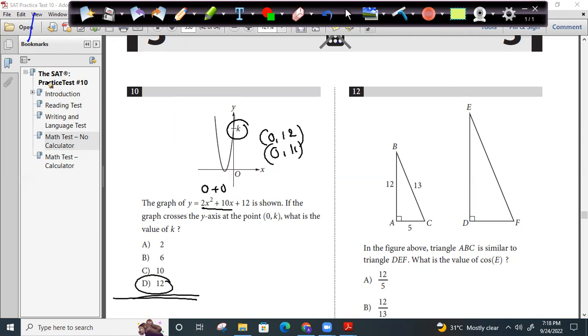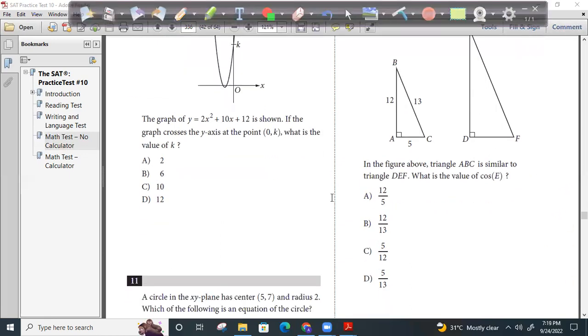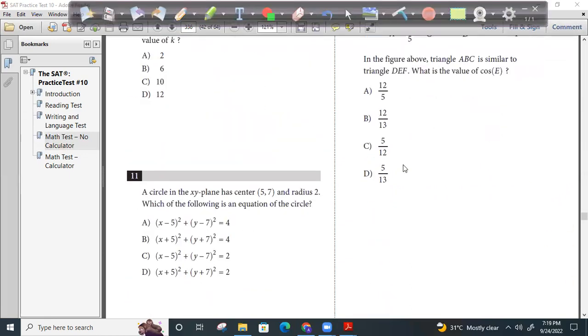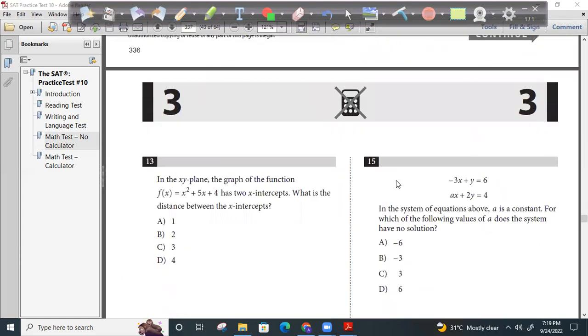This is an actual SAT paper question. PSAT, you can easily crack it. If you can solve SAT questions, PSAT is nothing. This is circles, so we'll do it later.